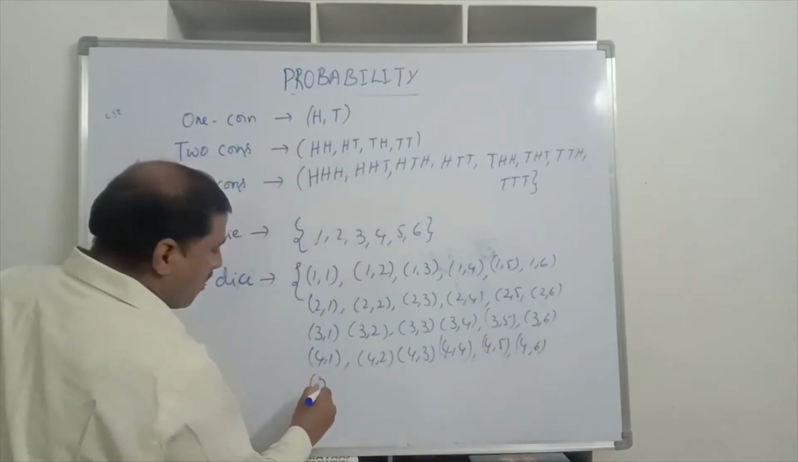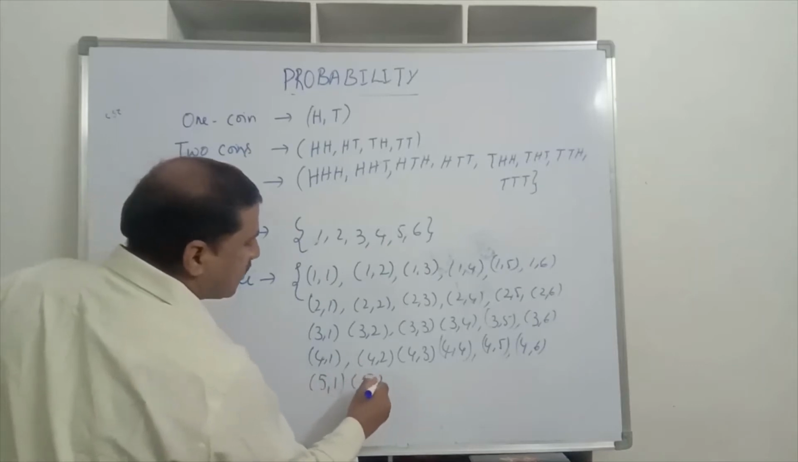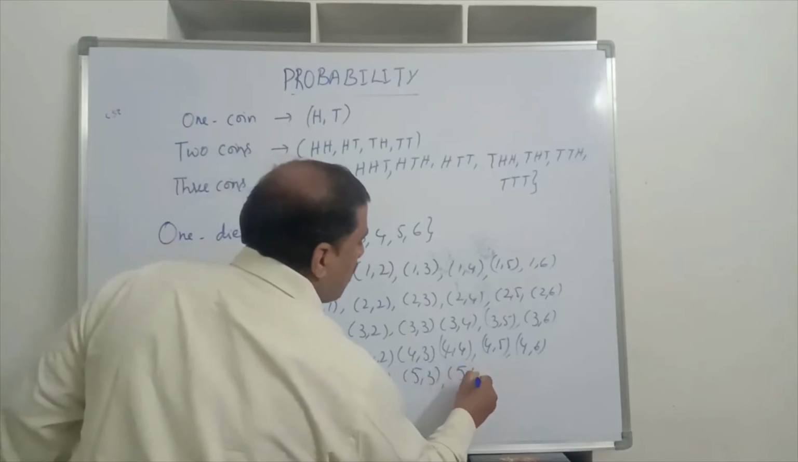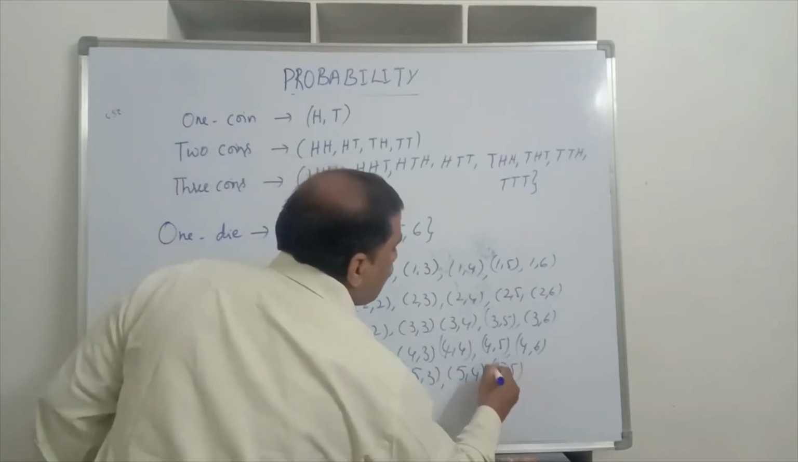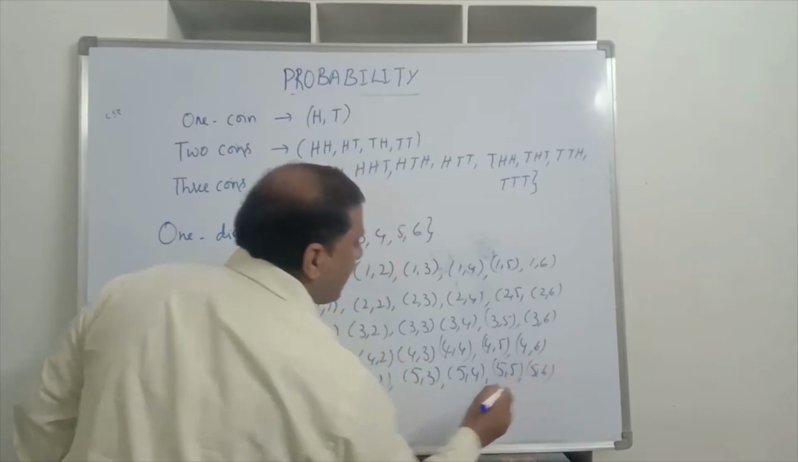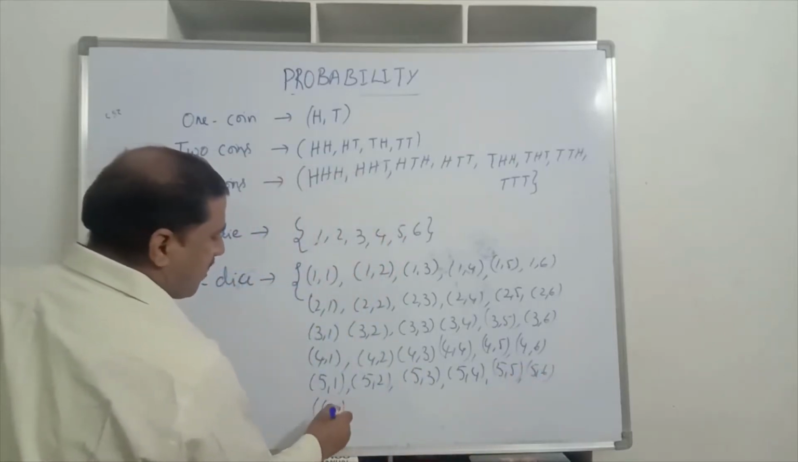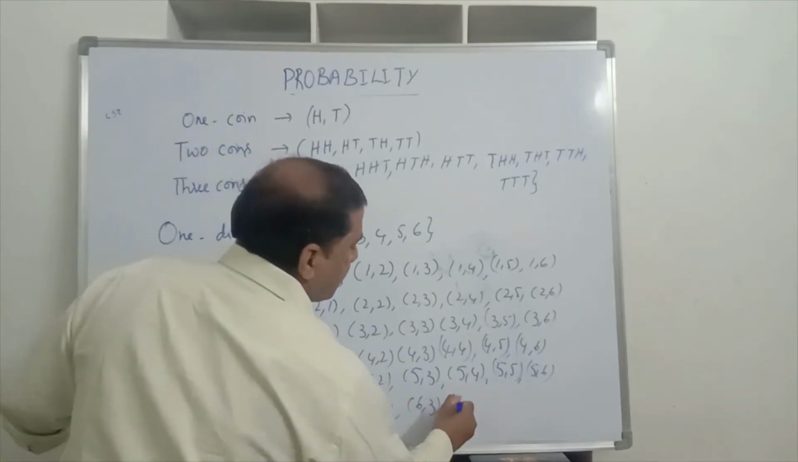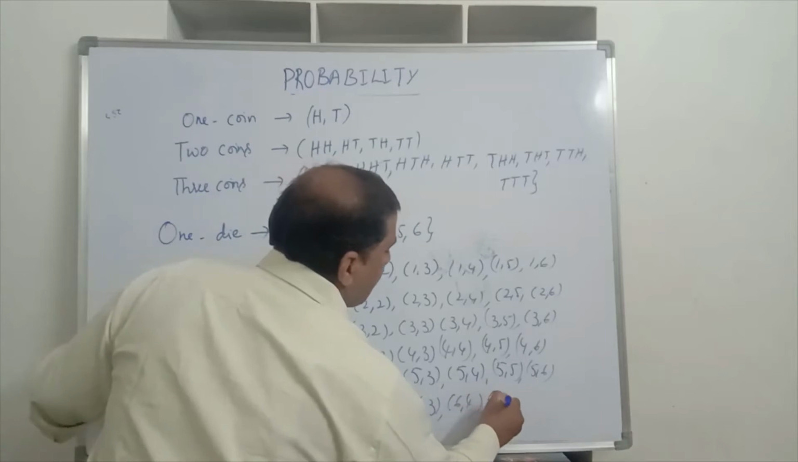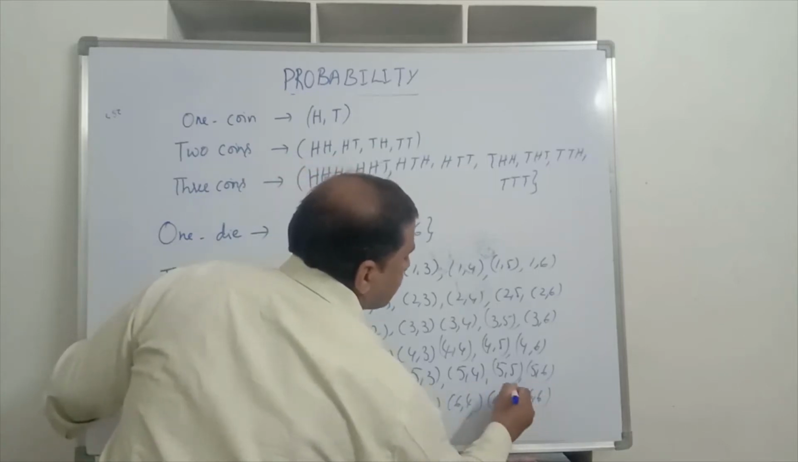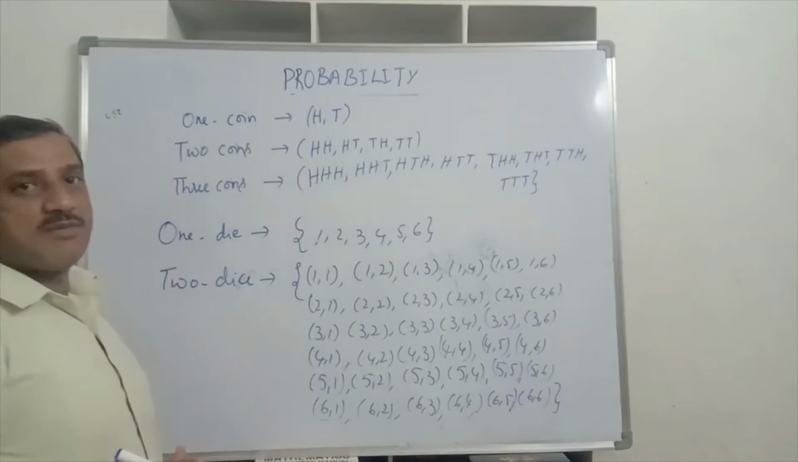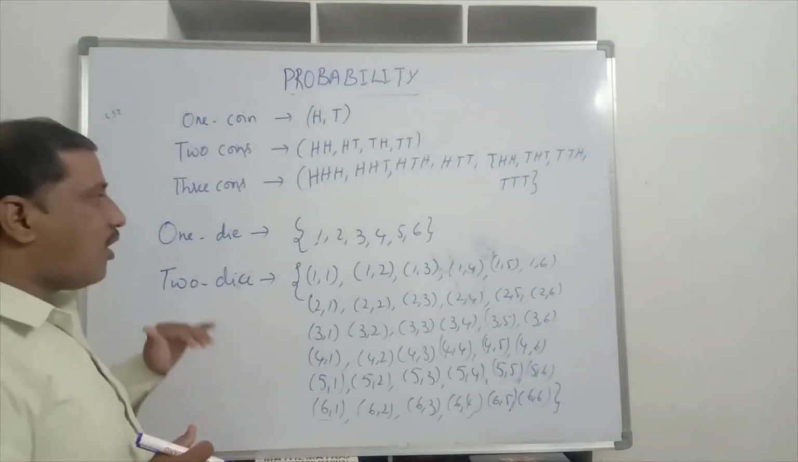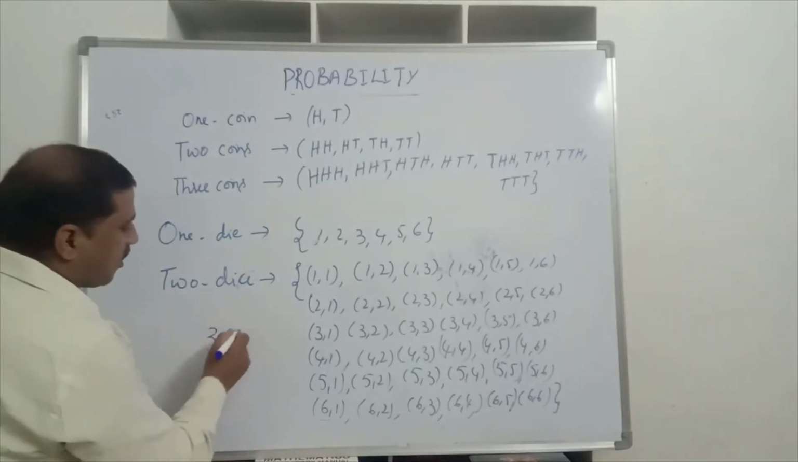Then with 5: 5 comma 1, 5 comma 2, 5 comma 3, 5 comma 4, 5 comma 5, 5 comma 6. Then 6 comma 1, 6 comma 2, 6 comma 3, 6 comma 4, 6 comma 5, 6 comma 6. So in total we get 36 possible outcomes when two dice are rolled simultaneously. How many is it? 36 possible outcomes.